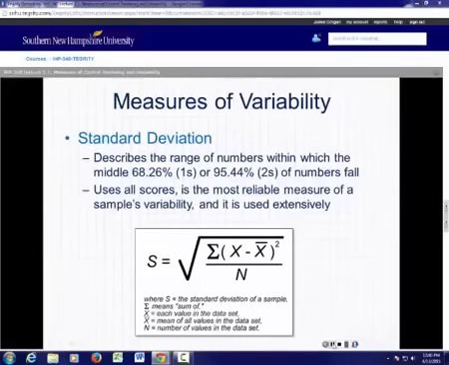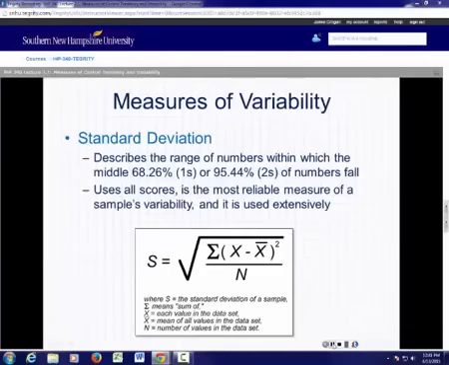You have a phrase under a square root bar, and the symbols are: the little funny looking E means sum of. The X is an individual value in the set of data. The X with a horizontal line on top is the mean value for that set of data, so add up all the numbers, divide by the number of scores. The N stands for the number of values in the data set.